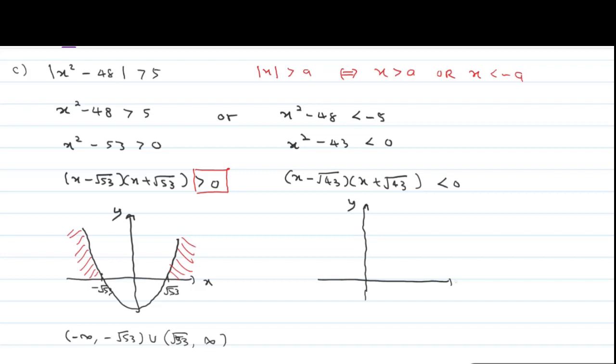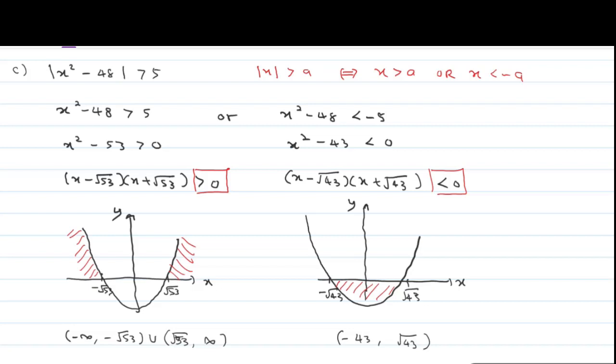So this is y-axis, this is x-axis, negative square root of 43, square root of 43, and sketch the graph. Okay, we want to choose here the negative values or less than 0. Less than 0 meaning that it is below x-axis. So the solution for the second inequality is from negative square root of 43 to square root of 43.